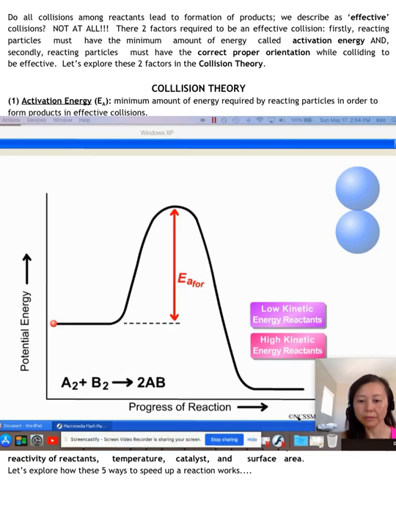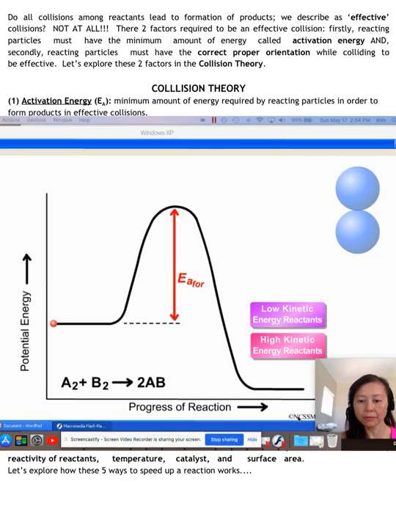We are going to cover the collision theory on this page. And the question that's being asked of us, a rhetorical question, is: do all collisions among reactants lead to the formation of products? We describe these collisions as effective collisions. And of course, not at all.